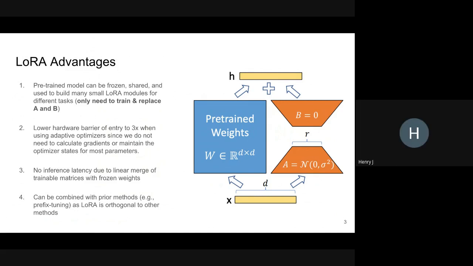Is that a trainable parameter? I think it's trainable also, right? Yeah, A and B are both trainable. Yeah, I see. Now it's D by R dimension, so it's much smaller than D by D. Okay. Yeah, A and B are both trainable. It's D by R or R by D. It's much smaller than D squared. Okay, so any other questions?